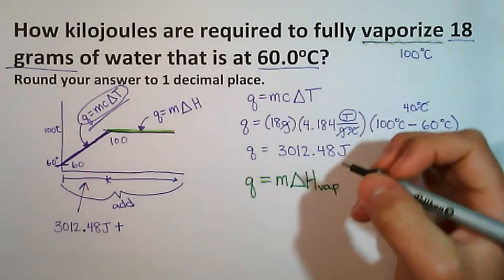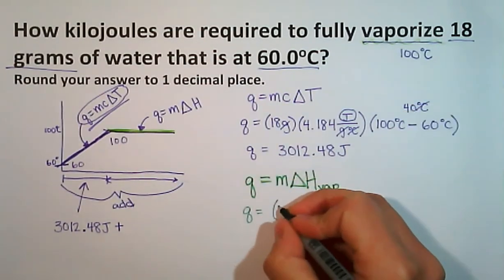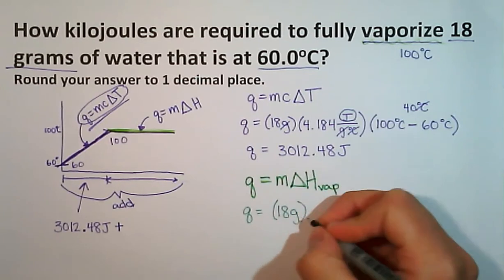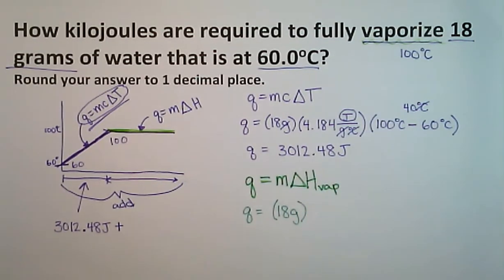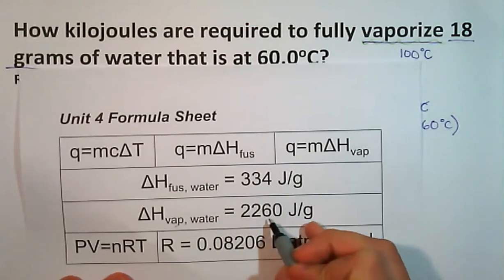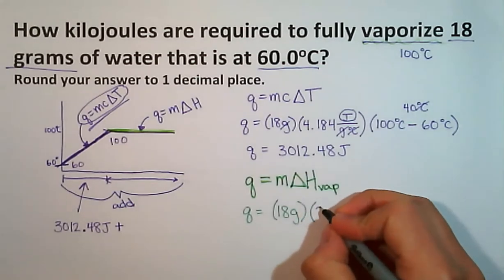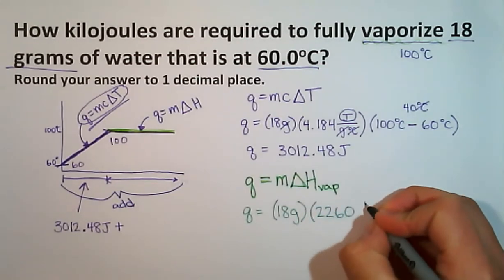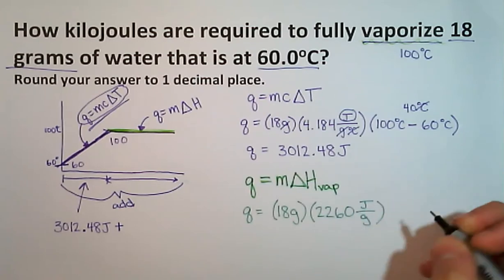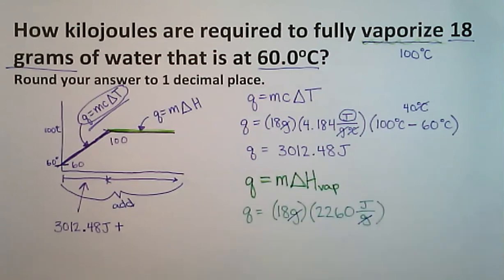Okay, so to find our Q, once again we use our mass, same mass of water. We still have 18 grams of water. But instead of doing C times delta T, we're going to go over to our handy-dandy formula sheet, and we're going to find the delta H of vaporization of water, which is 2260 joules per gram. So that's the second part, 2260 joules per gram. Looking at this, my grams are going to cancel out, one on top, one on bottom, and we're just going to be left with joules as our final unit.